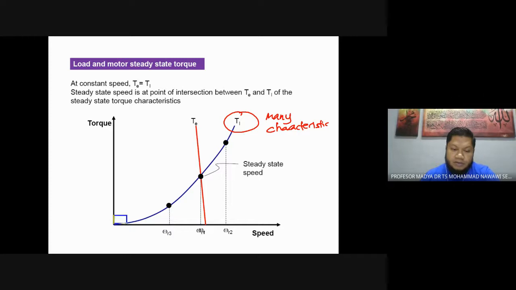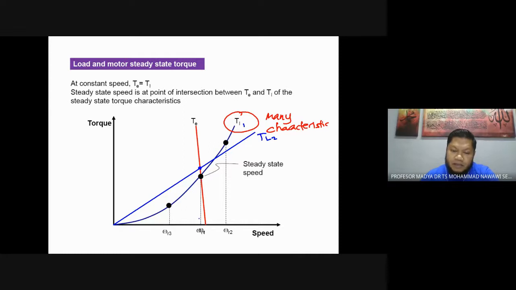The characteristic of the load torque can be a straight line, for example. So the intersection between the electric torque and the load torque gives the steady state speed where the motor will rotate.